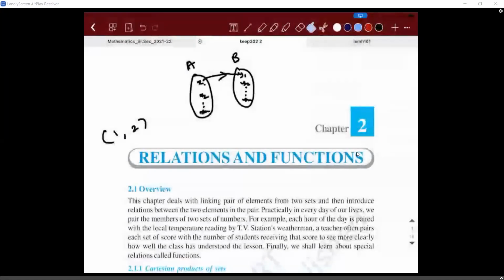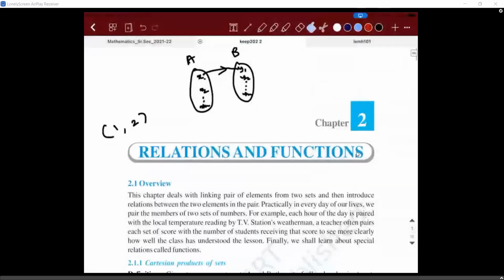So let me give you another perspective to this. The other perspective I'm trying to say is the dependent variable. What do I mean by that?